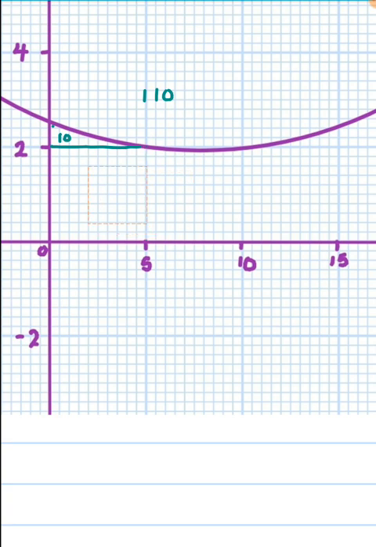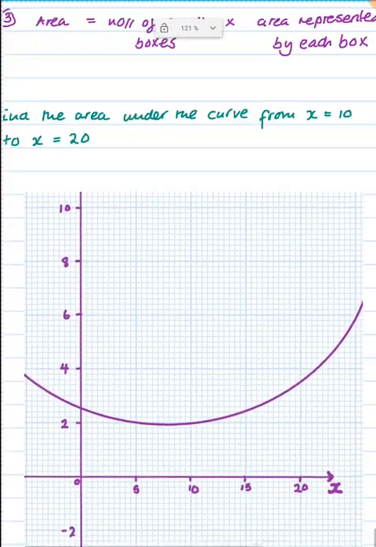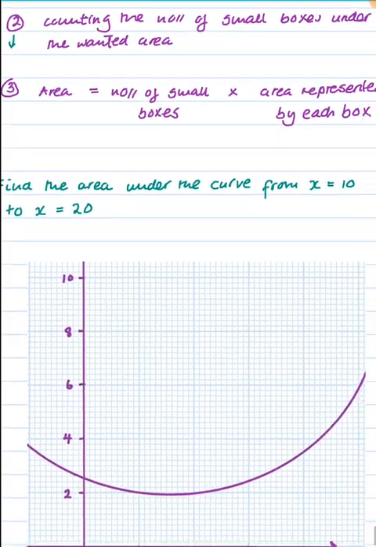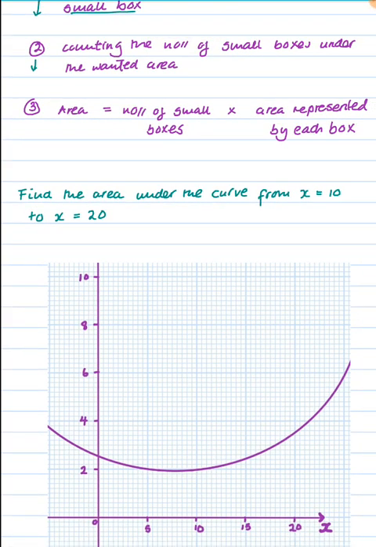And then after this, you have to go to step number 3, and that's the final step. The area will be equal to the number of small boxes multiplied by the area that is represented by each box. So we want to do an example that would give us more clarity.